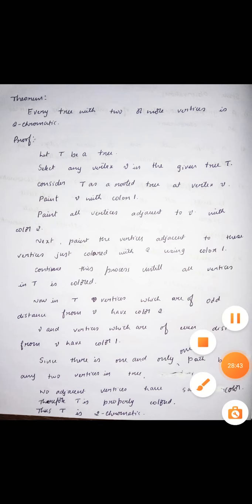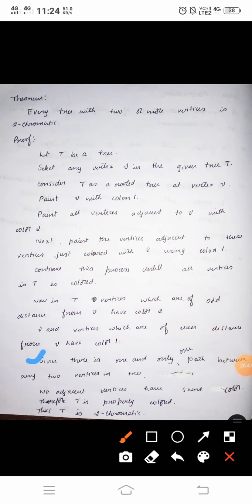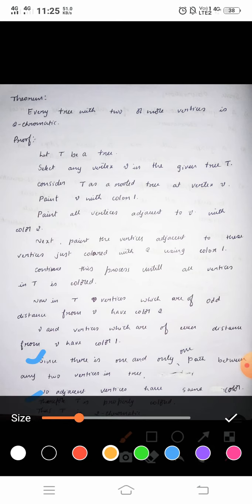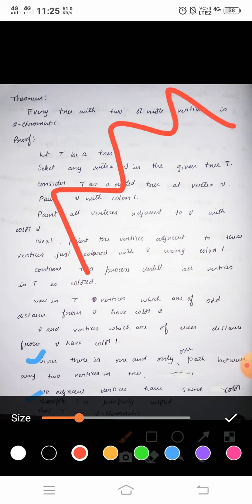Since there is one and only one path between any two vertices in a tree, as we have studied, because there is no circuit, we have only one path between every pair of vertices. No adjacent vertices have the same color. Why? See here. This is a tree, there is only one path. Since there is only one path, no adjacent vertices have the same color.